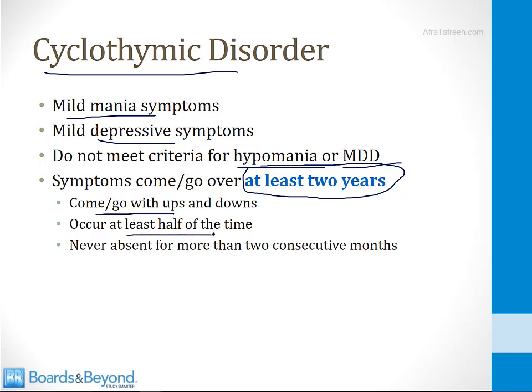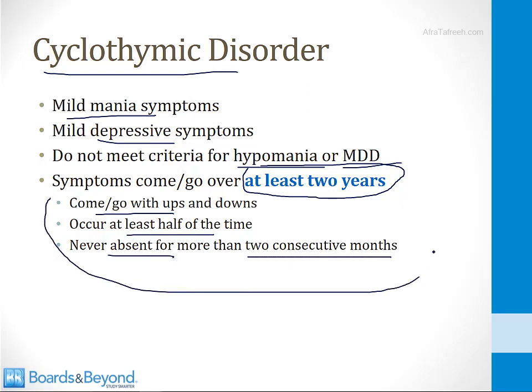They occur at least half the time, and they are never absent for more than 2 consecutive months. If all of these criteria are met over the course of at least 2 years, then that patient has cyclothymic disorder, basically a very mild form of mood disorder.